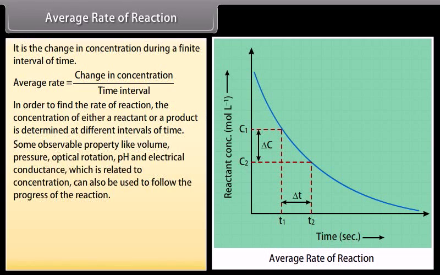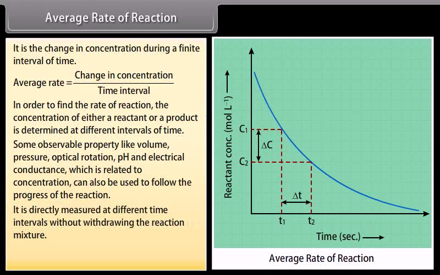Some observable property like volume, pressure, optical rotation, pH, and electrical conductance, which is related to concentration, can also be used to follow the progress of the reaction. It is directly measured at different time intervals without withdrawing the reaction mixture. Average rate is equal to negative delta C upon delta T.